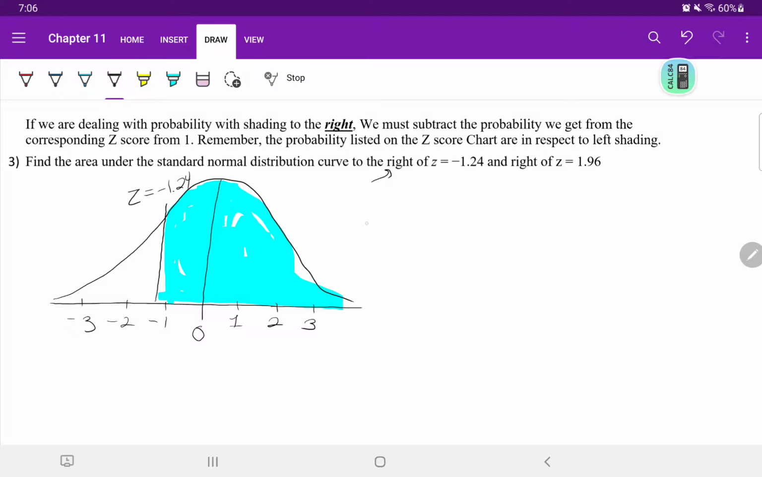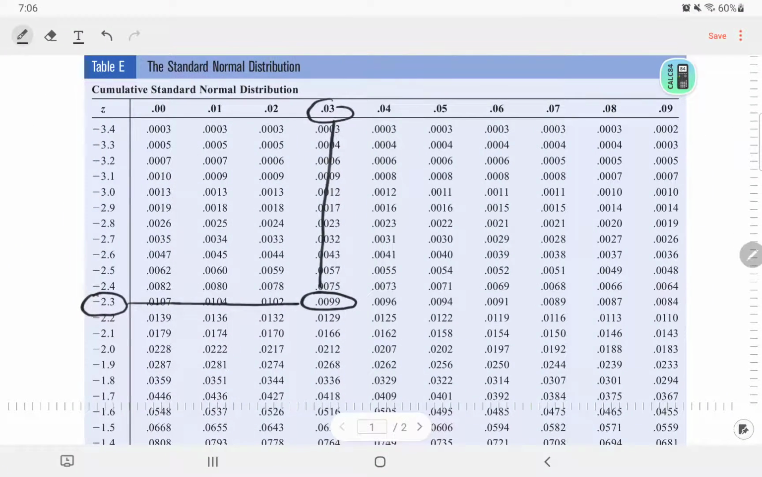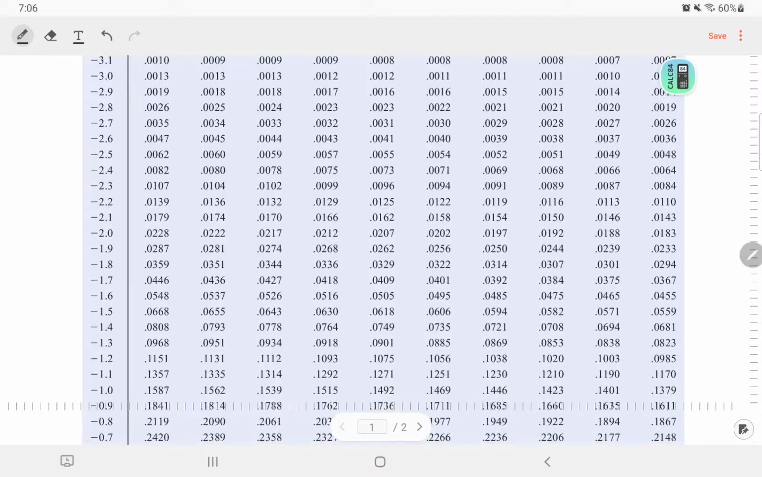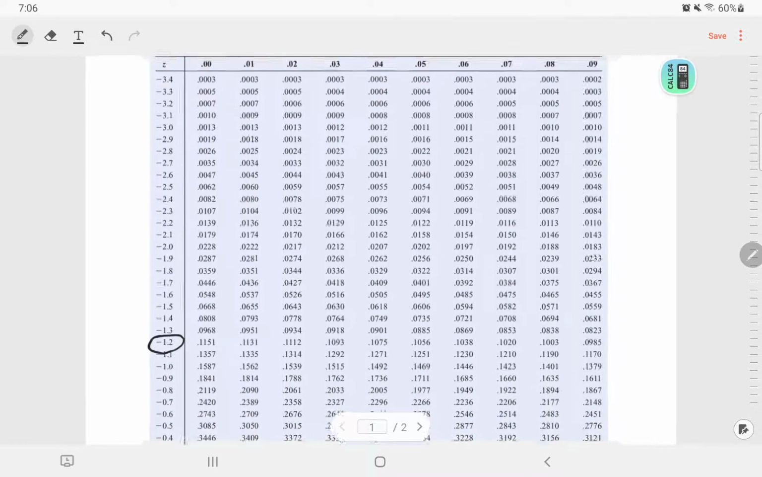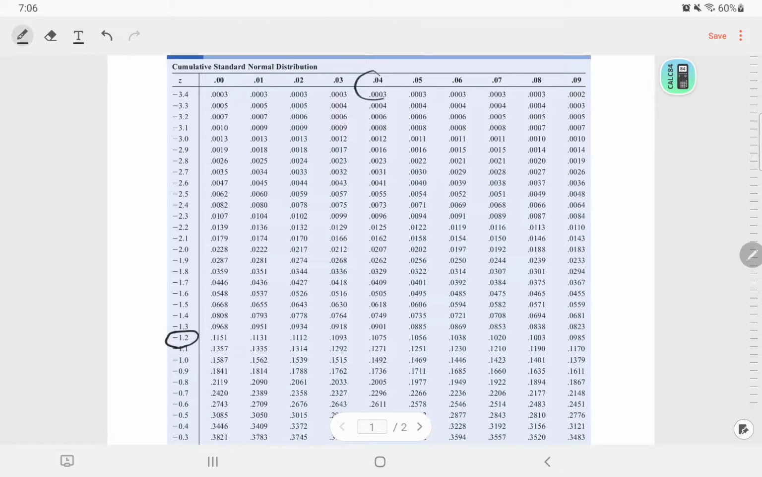we're going to go onto the z-score table and find the probability that z equals negative 1.24. So, negative 1.24, let's erase that from the last question. Go down to negative 1.2. We could zoom out a little bit. Over to the 4. And that is going to be 0.1075.